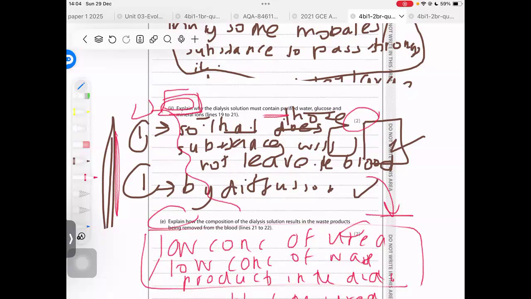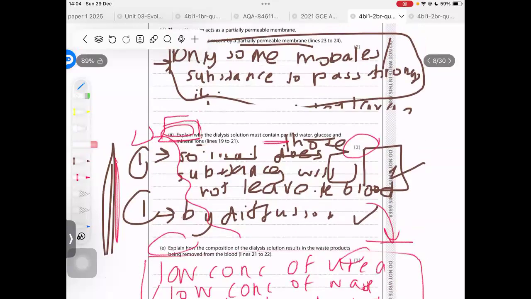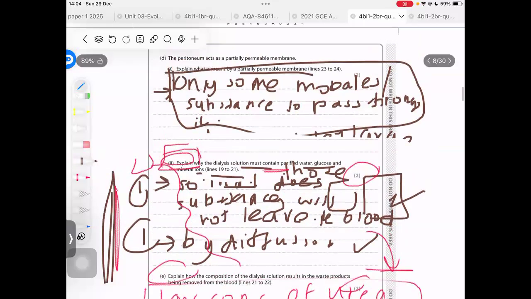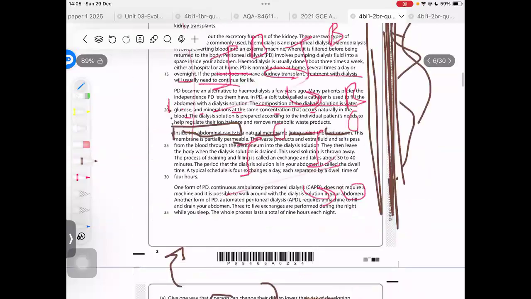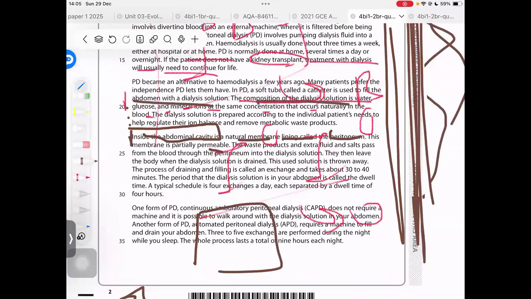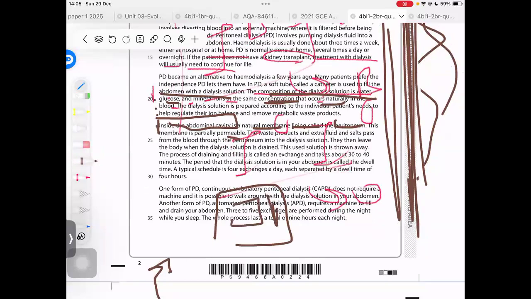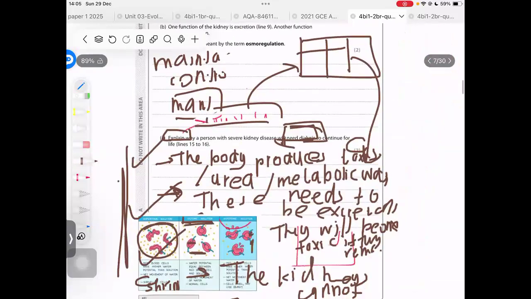For example, look at this question. They have asked why the dialysis solution must contain purified water, glucose and mineral ions, and they have asked us to go through lines 19 to 21. That's because here they have mentioned that the composition of the dialysis solution in water, glucose and mineral ions is at the same concentration that occurs naturally in the blood. From there we understand that the dialysis fluid and the blood have the same concentrations of water, glucose, and mineral ions. So we have to explain the reason why it's like that.